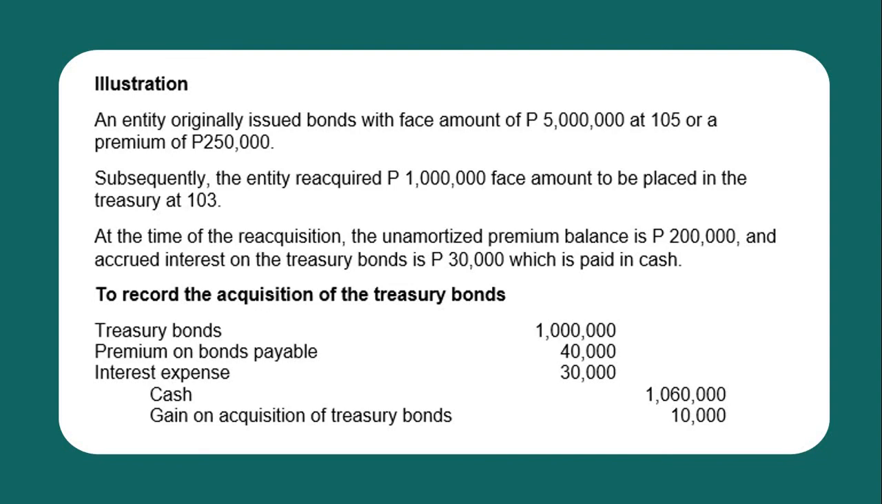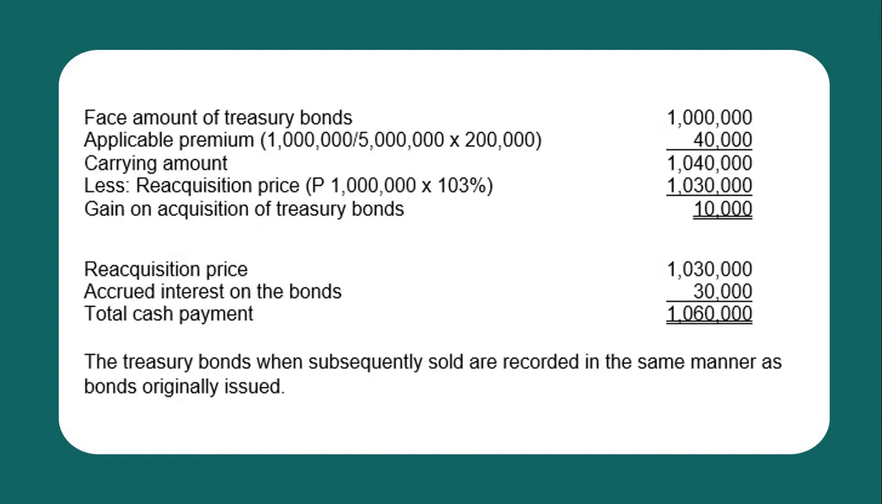Now, gain or loss on acquisition of treasury will be determined by the difference between the acquisition cost and the carrying amount. The acquisition cost is 1,030,000 versus the carrying amount of the treasury bonds, we have 1 million plus 40,000. So we have 1,040,000. The difference is 10,000. Since the acquisition cost is less than the carrying amount of the treasury bonds, therefore the 10,000 is a gain on acquisition of treasury bonds. So this is how we get those figures.